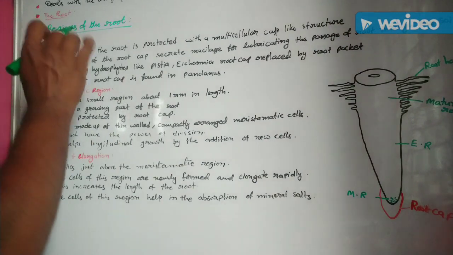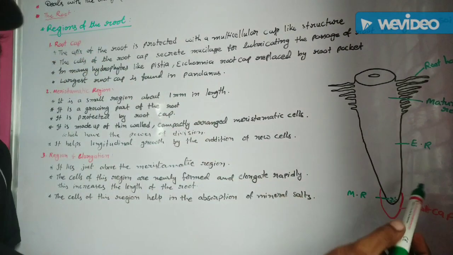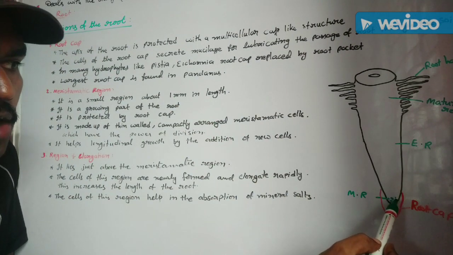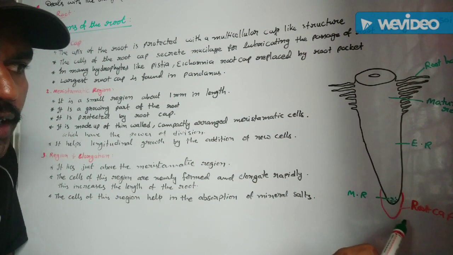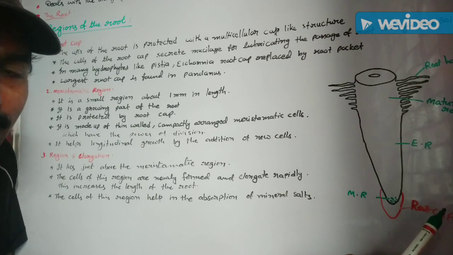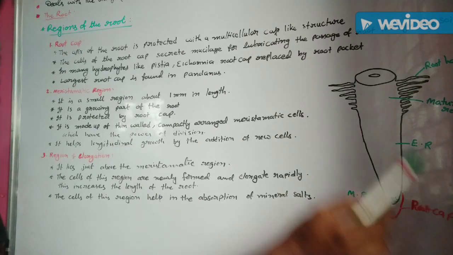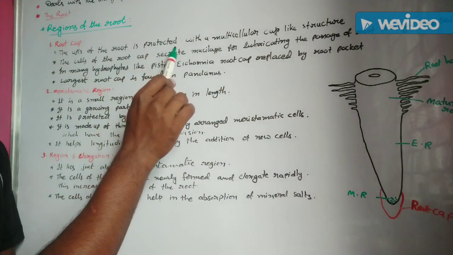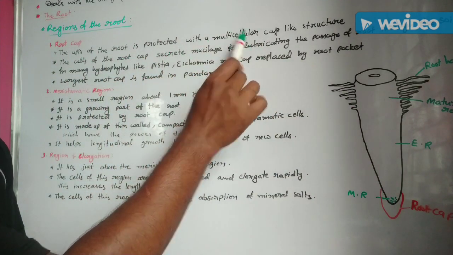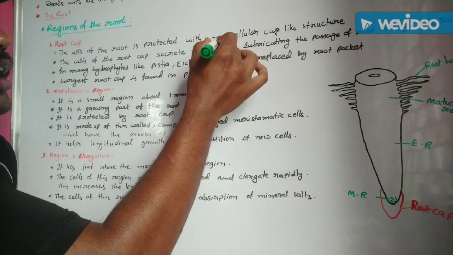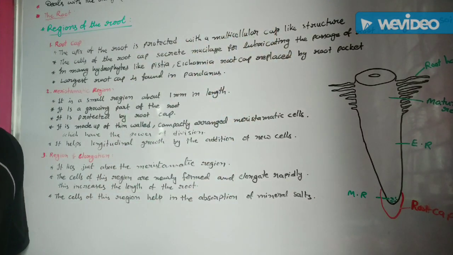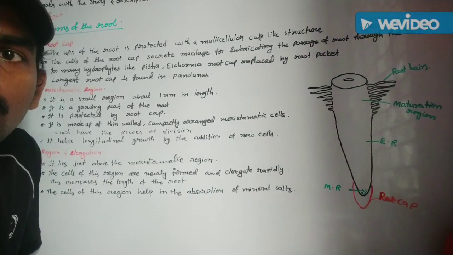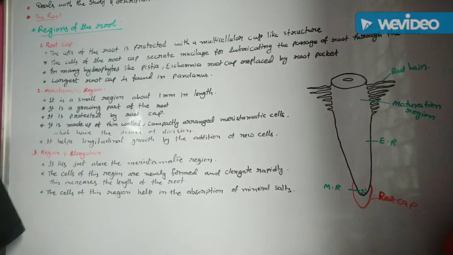Okay, let us discuss the different types of regions. The first one is the root cap. The root apex is protected by a protecting layer. That one is the root cap. The apex of the root is protected with a multicellular, not unicellular, cap-like structure. That one is known as the root cap.